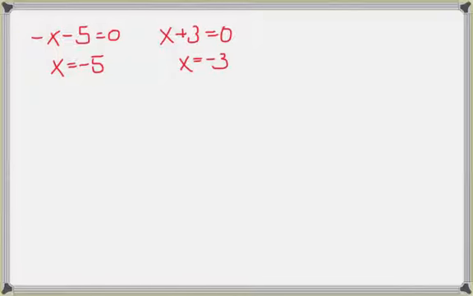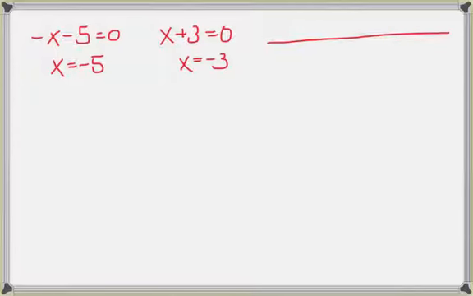So let's do that. We have negative x minus 5 equal to 0, which would give me x equals negative 5. And we had x plus 3. We set that equal to 0. We get x is negative 3. So those are our two boundary points that we're going to use to define our intervals for this inequality.